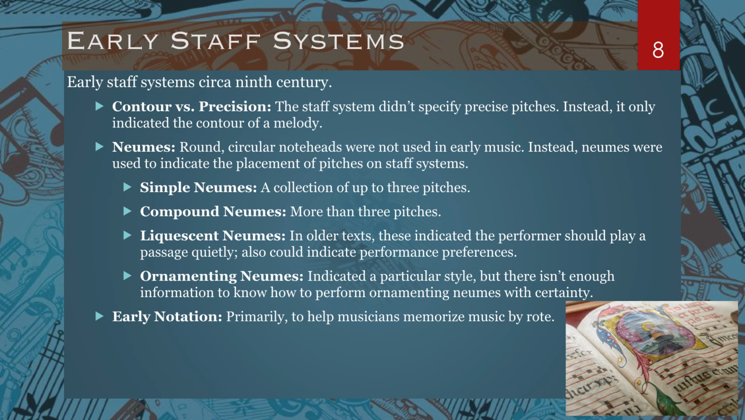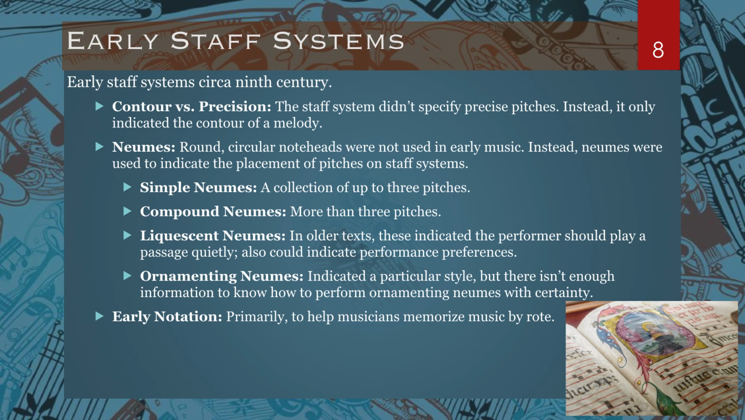Originally, our round circular note heads were not used in early music. Instead, they had something known as a neum. Neumes were used to indicate the placement of pitches on staff systems, and there are these small blockish note heads that you can see in the image to your right. Those little boxes are all neumes.